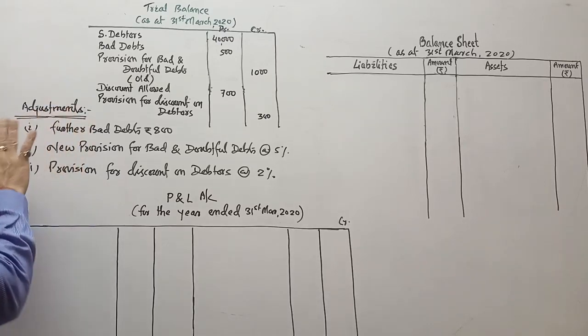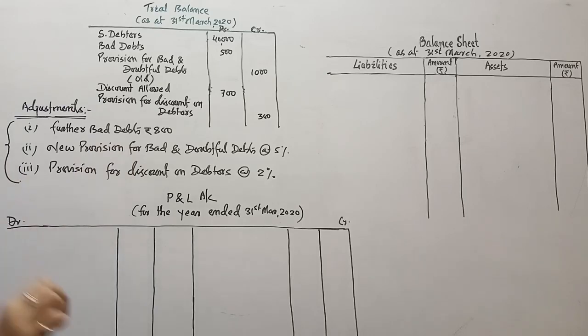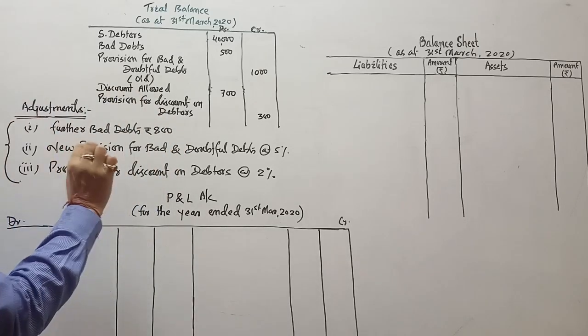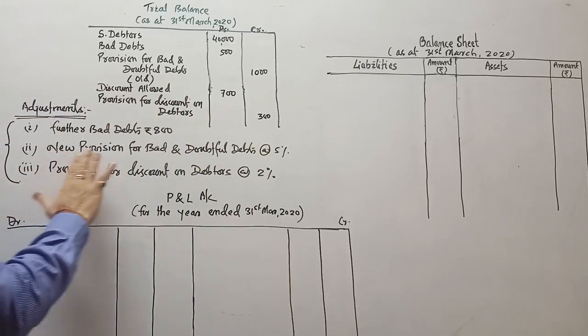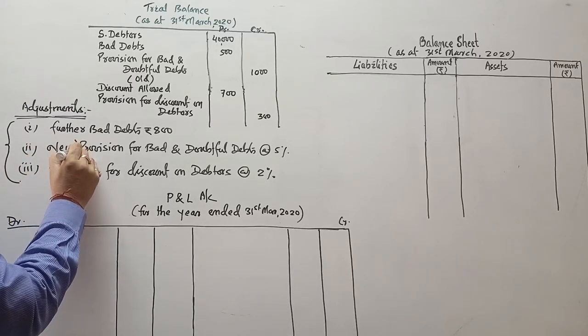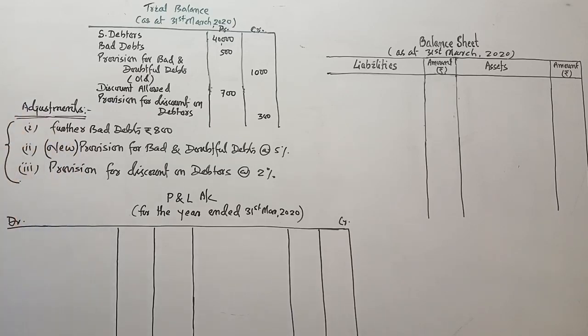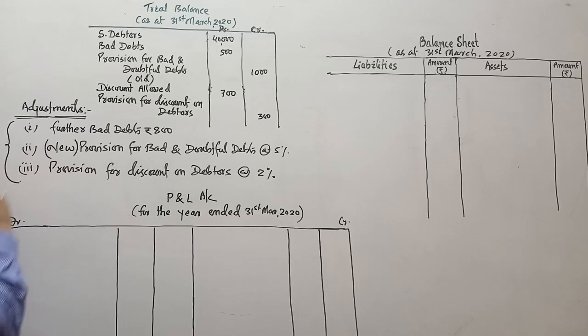Now see in the adjustment related to these items, further bad debts, meaning additional bad debts, is 800. New provision for bad and doubtful debts at the rate of 5%. This is the new provision. Provision for bad and doubtful debts, if it is given in the adjustment, it means it's a new provision. Understood? If this information is given in adjustment, it means it's a new provision.